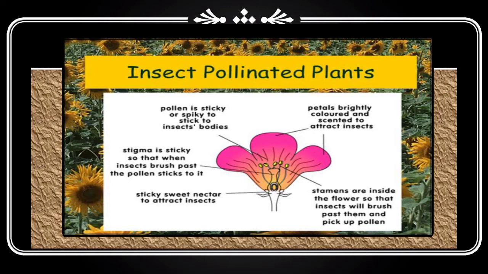So these are the characteristics of insect pollinated plants. Each flower has its character according to the pollinator.